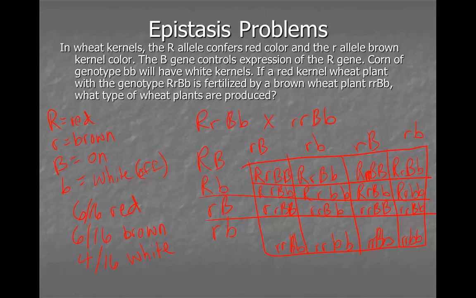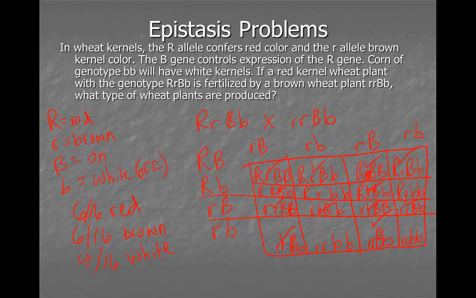If we look at this, the 6 out of 16 which are red have a capital R and a capital B. 1, 2, 3, 4, 5, 6. Our 6 brown are homozygous recessive, little r for brown, and a capital B. 1, 2, 3, 4, 5, 6.